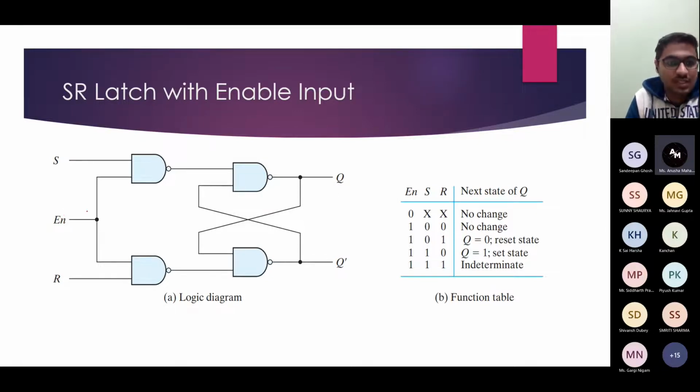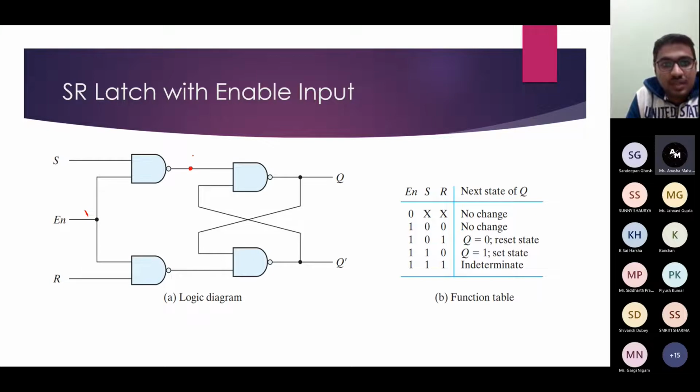So if you consider this enable as 0, then here 0 and here S. Can anyone tell me what will be its output? Yes, it will be 1, and here again this output will be 1, and 1 and 1 is the memory state. Correct? Now if you consider enable as 1, then this will act as a NOT gate.